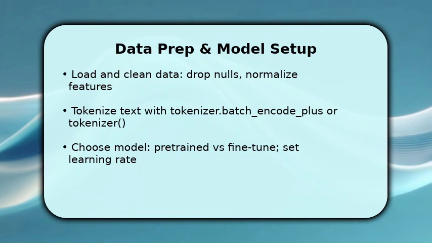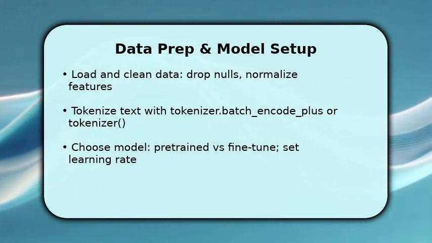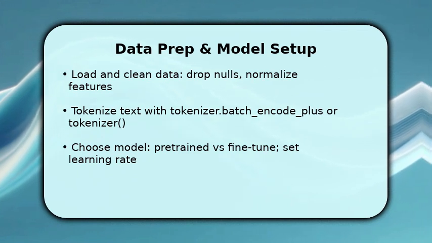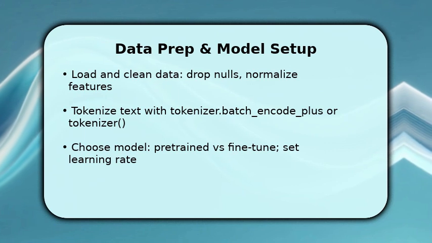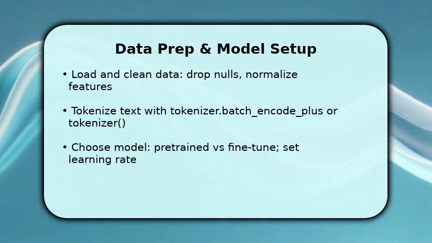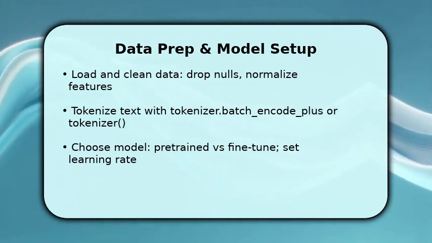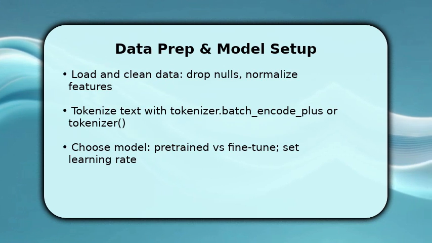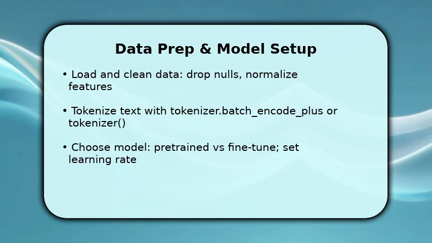Now you prepare data and instantiate the model. You'll clean and normalize inputs, then split into train/val. Once done, use the tokenizer from the model family to batch encode text, padding and truncating consistently. Next, decide whether to use a pre-trained model as is, or fine-tune. If fine-tuning, set a small learning rate and frozen layers initially.